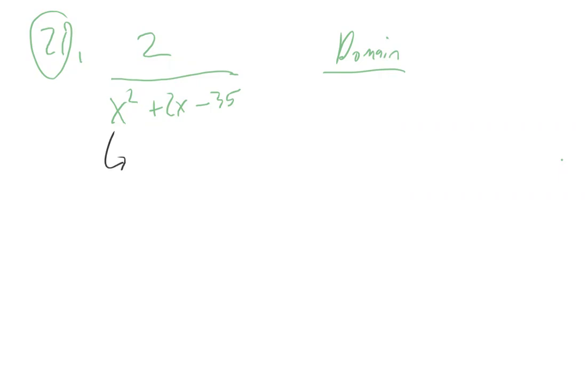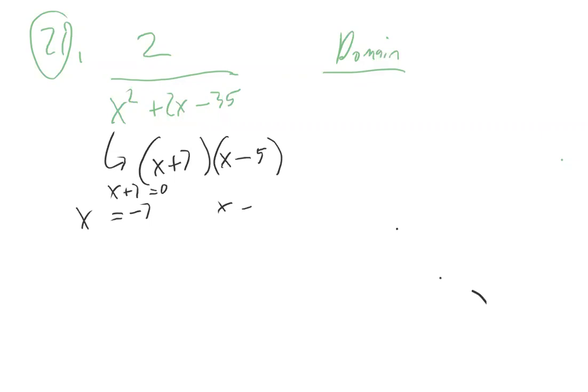So if I factor out the bottom, I'll get 2 pairs of parentheses, x times x, and then I need some factors of 35, like 5 times 7. So if I put a +7 and a -5, that times that equals -35, but 7 plus -5 equals 2. So if I set x plus 7 equal to 0, I get x equals -7. And if I set x minus 5 equal to 0, I would get x equals 5.